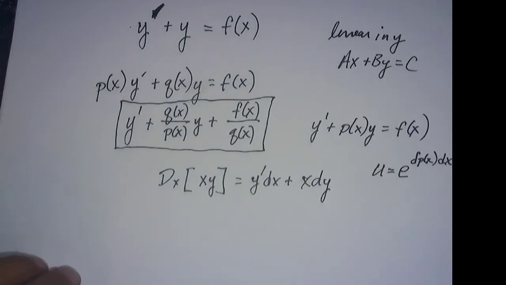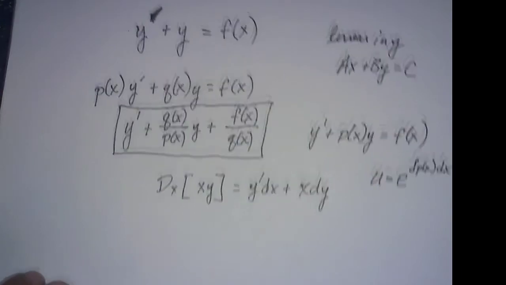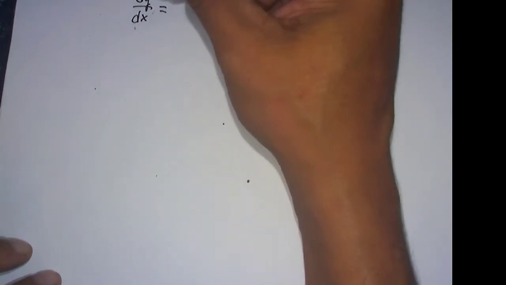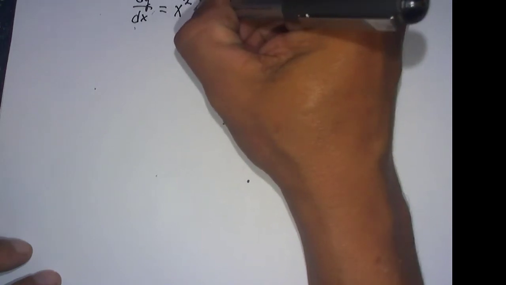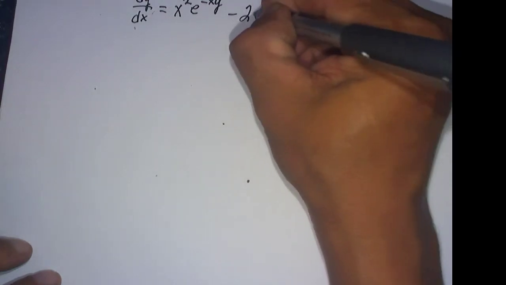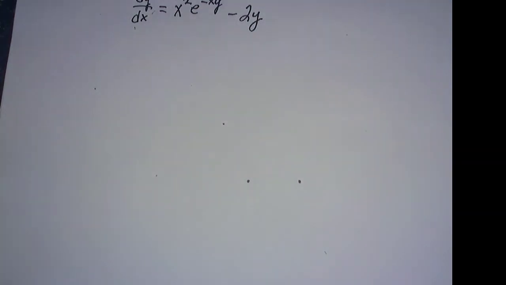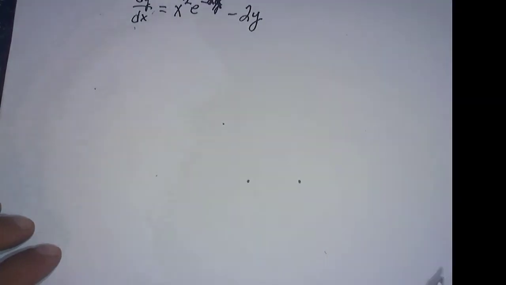Okay, so that's what we're going to attempt to do with the problem that you have. So let's look at the problem that you have. Yours is dy dx is equal to x squared e to the negative xy, wow, minus 2y. Oh, no, it's not xy. It's 2x. I'm sorry. I'm losing my mind. Okay, good. That's a whole lot easier. 2x. e to the negative 2x.